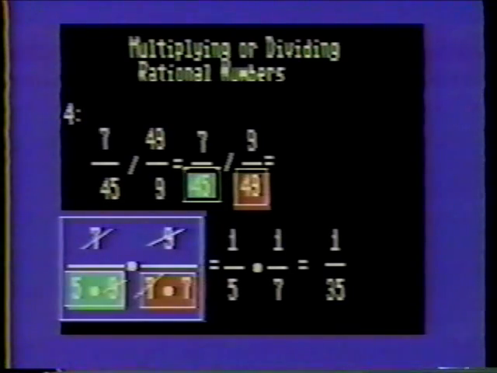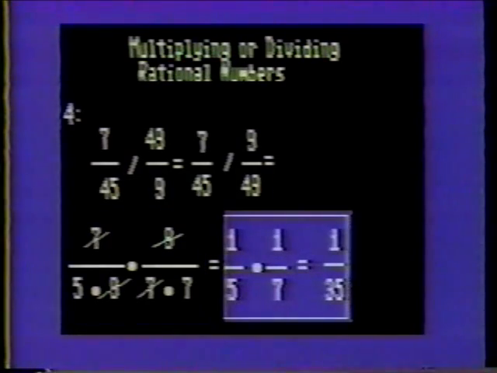Let's simplify the problem. 5 times 9 is the same as 45, and 7 times 7 is the same as 49. Now the problem reads 7 divided by 5 times 9 times 9 divided by 7 times 7. The 7s and the 9s cancel out, and we are left with 1/5 times 1/7, which is 1/35.